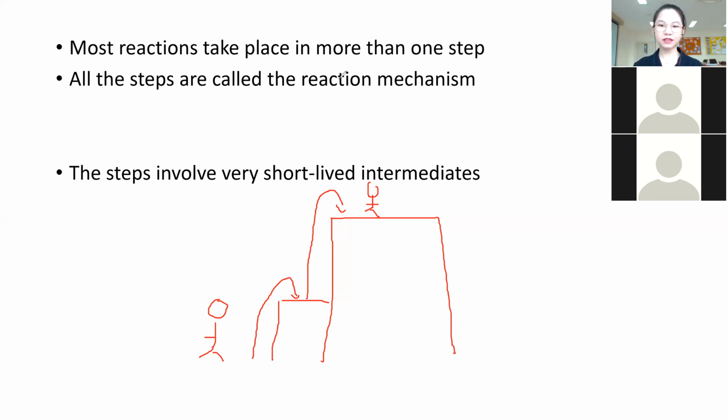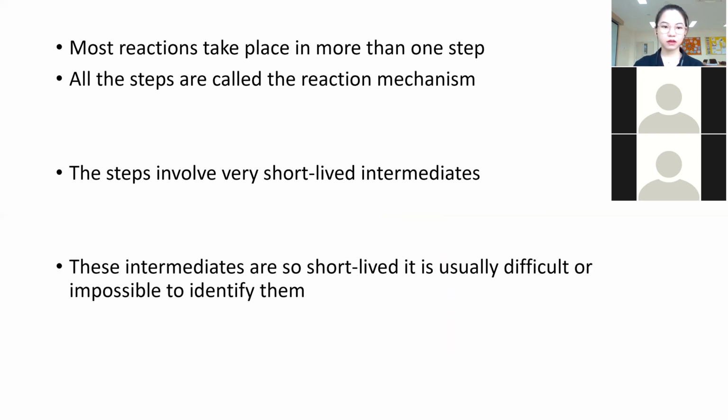And a catalyst helps even more by maybe adding another step. So it's even easier for the reaction to get here. These intermediates are so short-lived that it is usually difficult or impossible to identify them or to even know how fast or the properties of these reactions.